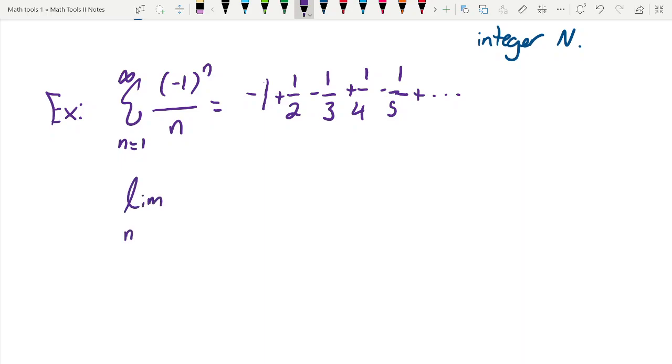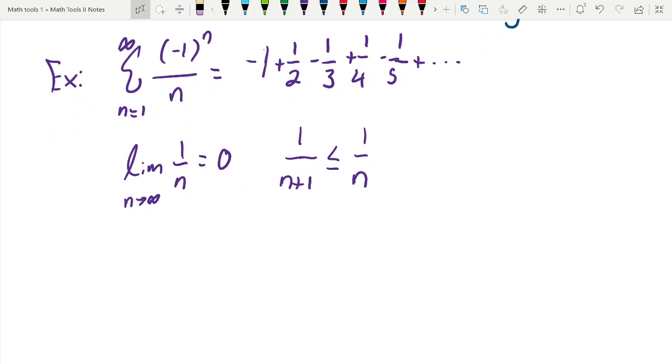So we know that the limit as n goes to infinity of the sequence without the negative part, which is 1 over n, is equal to 0. And we can clearly see that the terms are decreasing, right? Just in general, 1 over n plus 1 is less than or equal to 1 over n, as we've shown before, right? So we have condition 1, we have condition 2, so this does converge, okay?